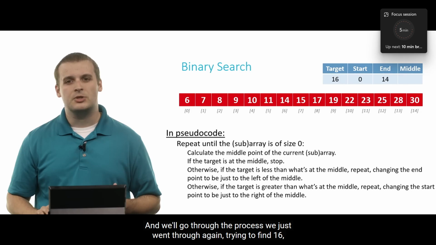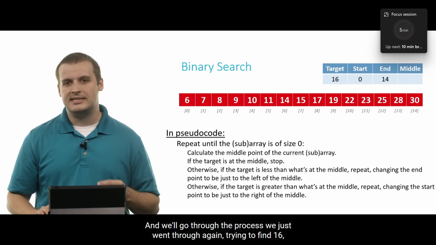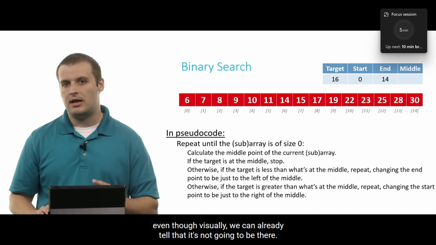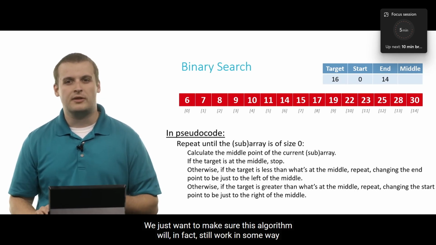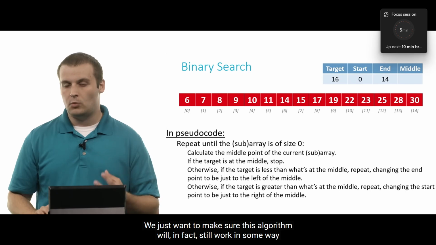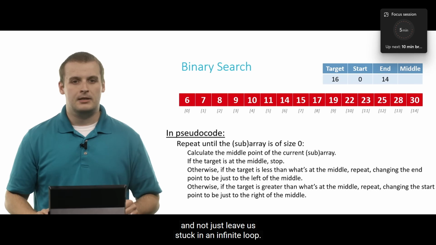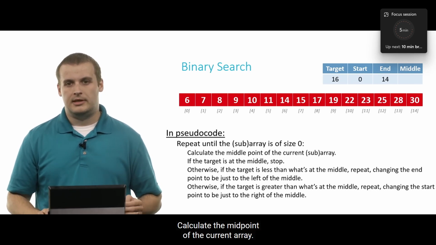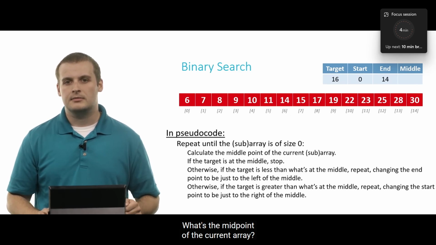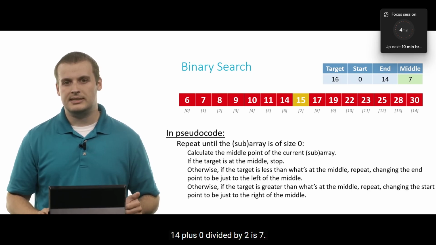And we'll go through the process we just went through again, trying to find 16, even though visually we can already tell that it's not going to be there. We just want to make sure that this algorithm will in fact still work in some way, and not just leave us stuck in an infinite loop. So what's the first step? Calculate the midpoint of the current array. What's the midpoint of the current array? Well, it's 7, right? 14 plus 0 divided by 2 is 7.